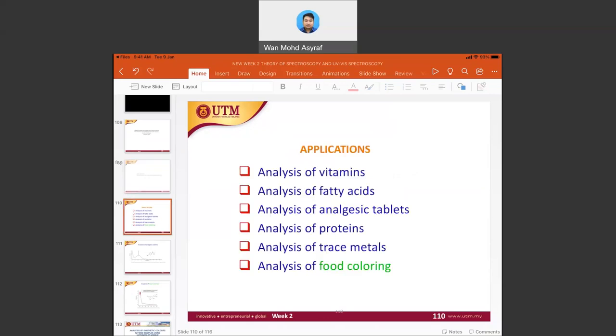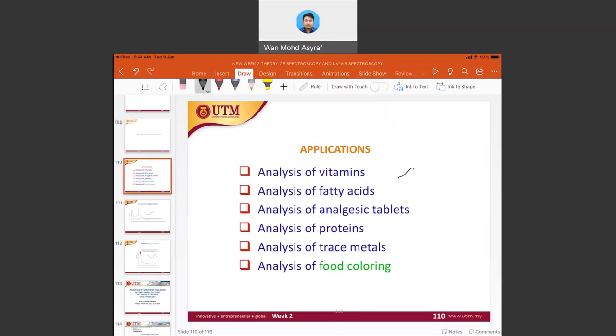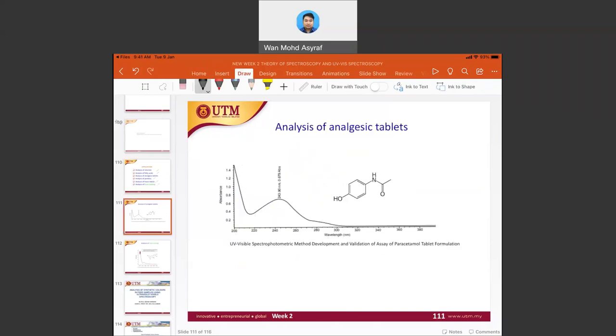Now we are going to look at the applications of UV visible. There are a lot of applications here: vitamins, analysis of fatty acids, analysis of proteins, trace metals, and food coloring. Maybe we can look at one of them: analysis of analgesic tablets. This is paracetamol, and this is the structure of paracetamol.